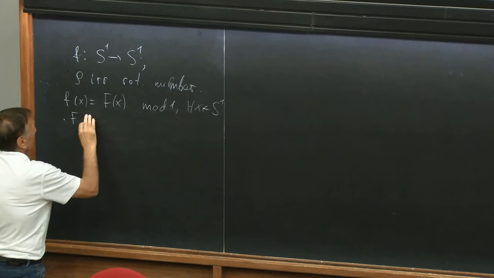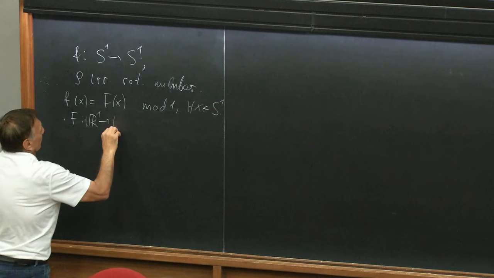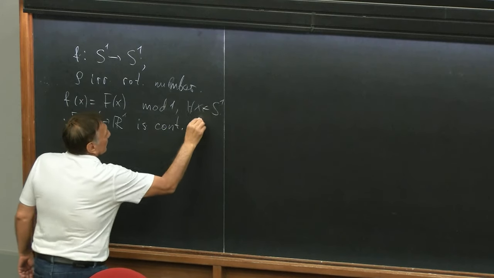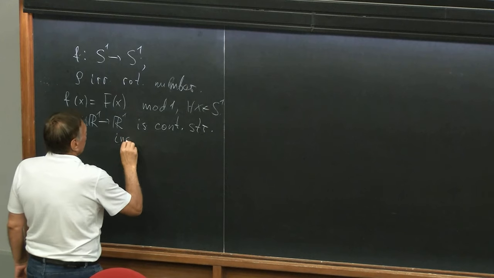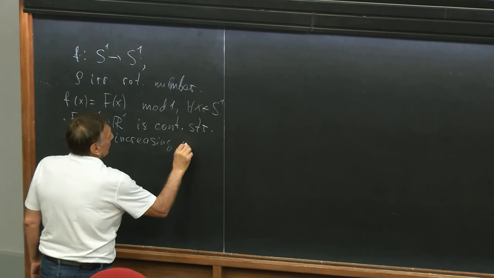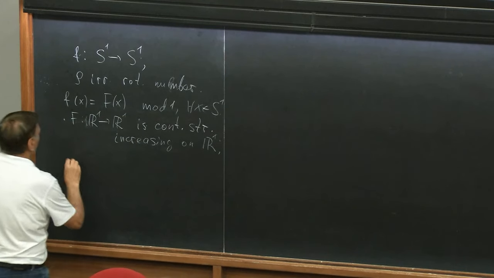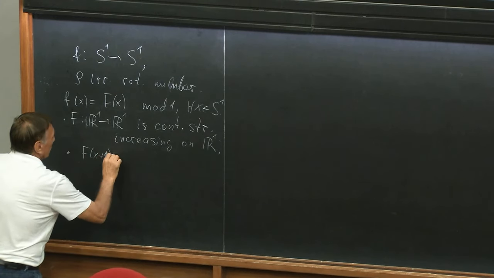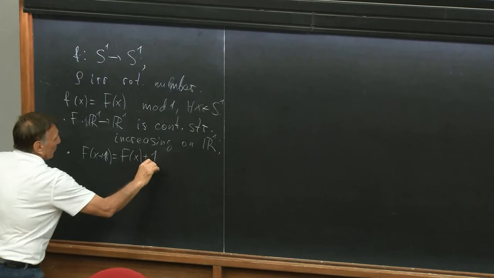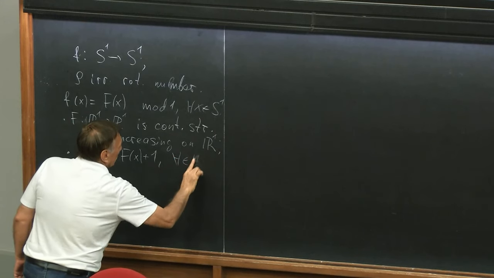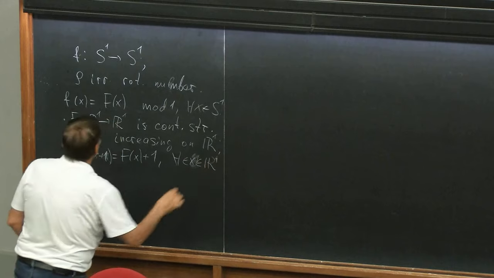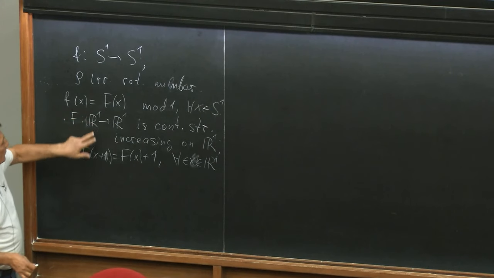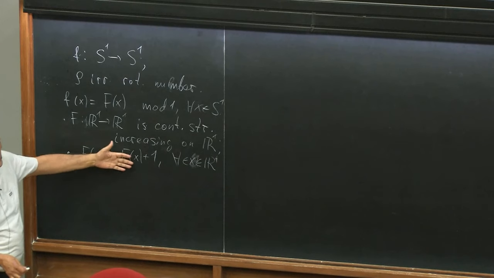F is a function from R1 to R1, and is continuous, strictly increasing on the real line. And the second, F(x+1) equals F(x)+1 for any x. So this function is uniquely defined by this formula, and F satisfies these two conditions. F is a usual function on the real line.